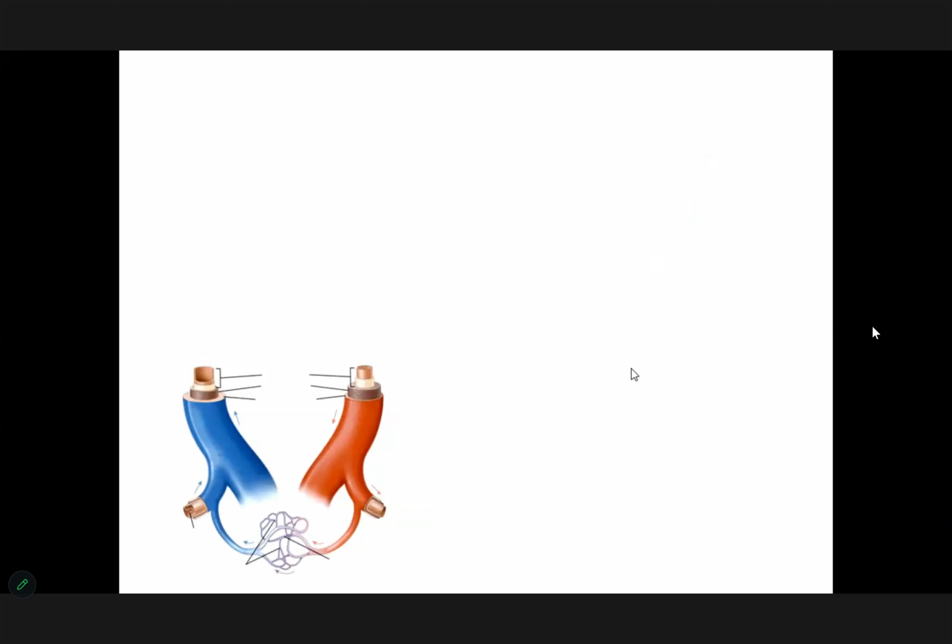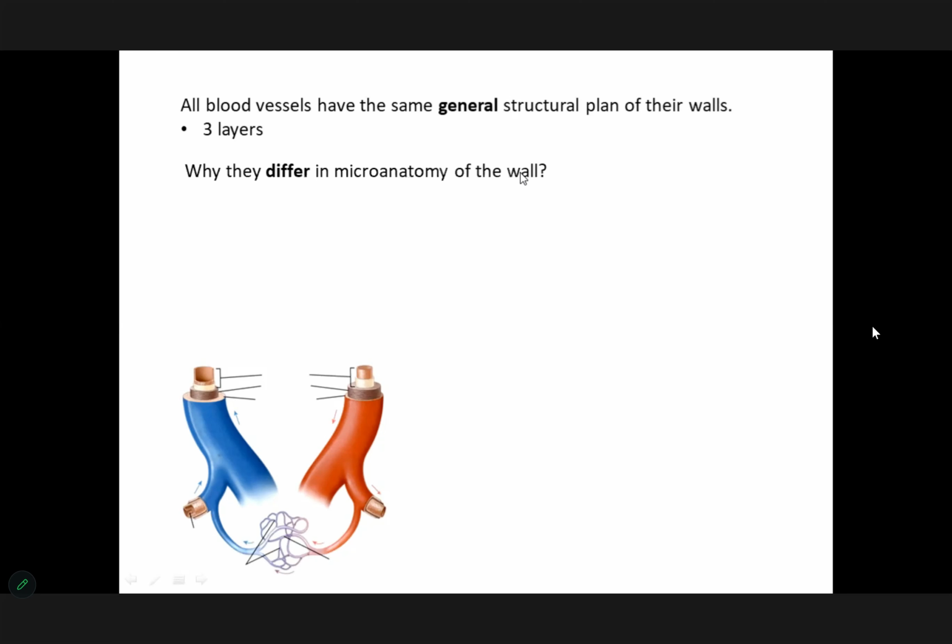So, all the blood vessels have the same general structural plan of their walls, which includes 3 layers. But why do the vessels differ in their microanatomy of the wall? First, because of hemodynamic conditions. Hemo means blood, dynamic means how this blood flows.